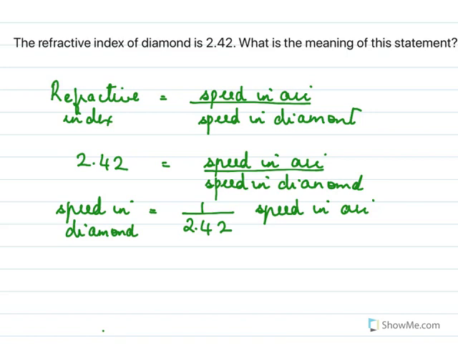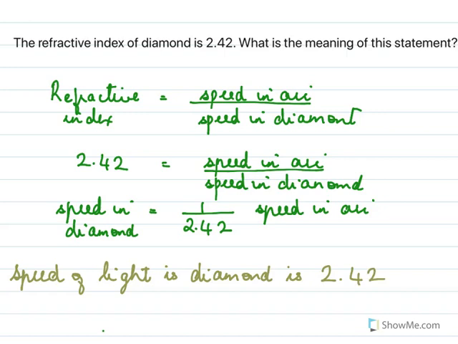So we write that out now. Speed of light in diamond is 2.42 times slower than speed in air.